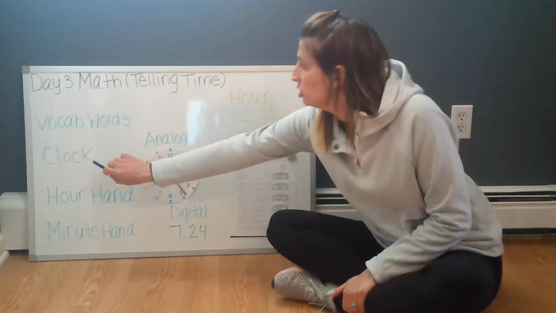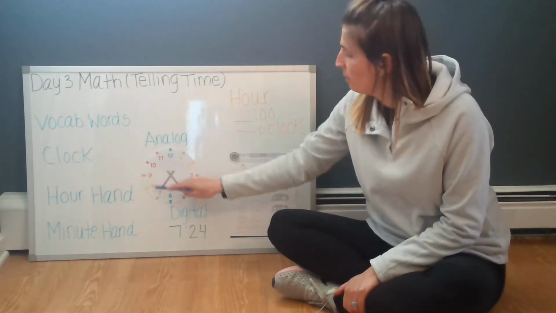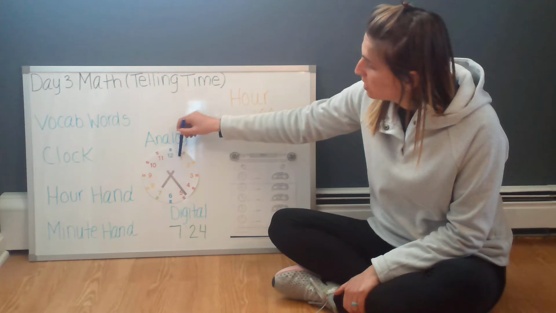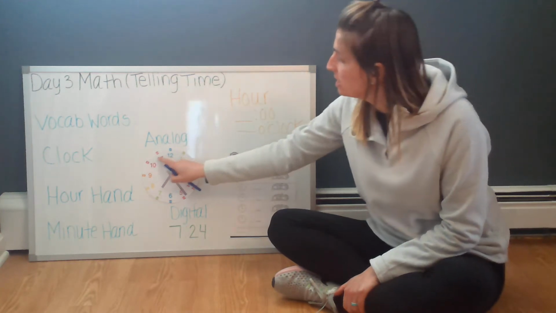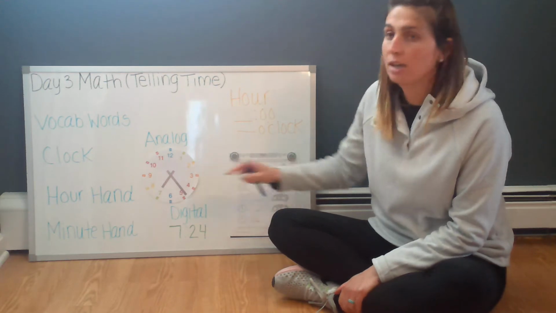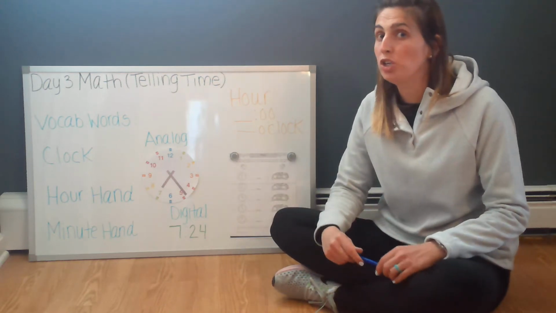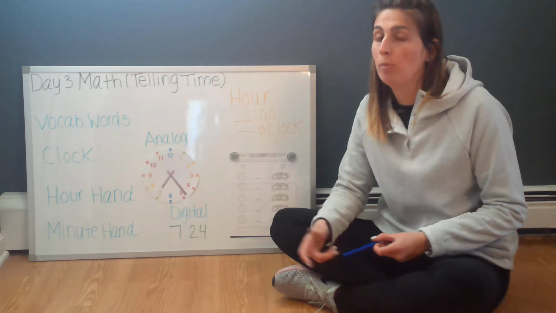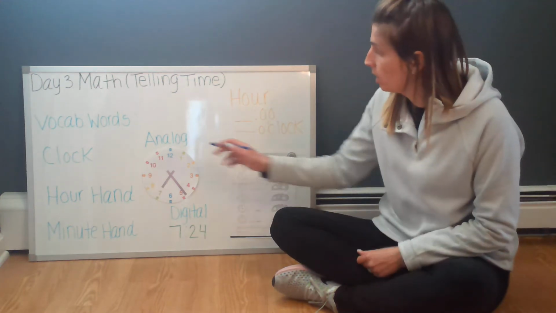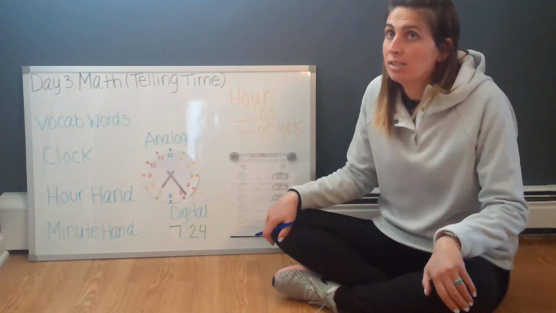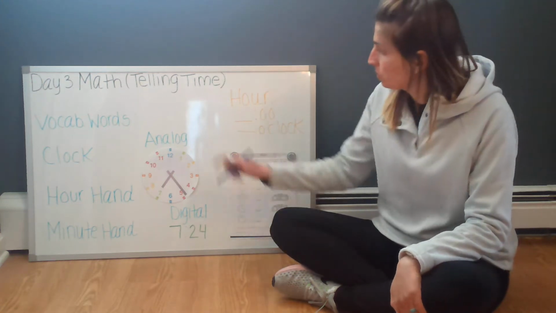Here we go. So we have clock. So I have a picture of a clock here. More specifically, our next vocab word is analog. So this is an example of an analog clock. Like we talked about before, you might have an analog clock at home. I said that I have an analog clock in my kitchen. And you might have an analog clock somewhere around your home.